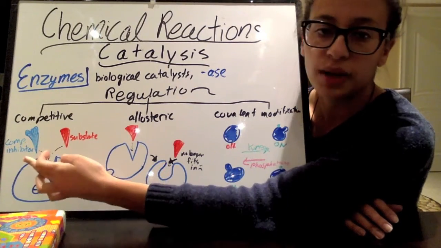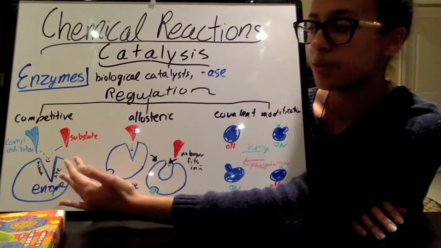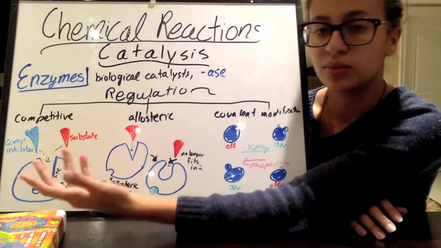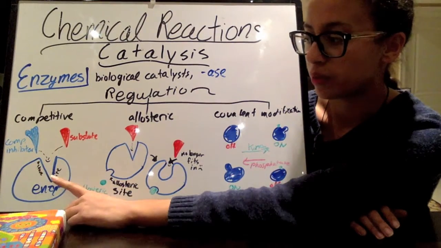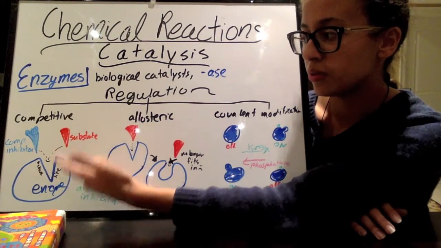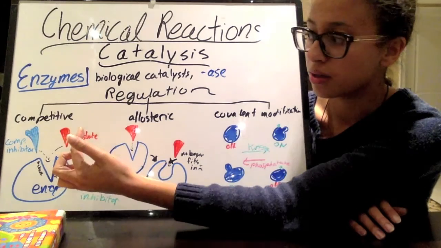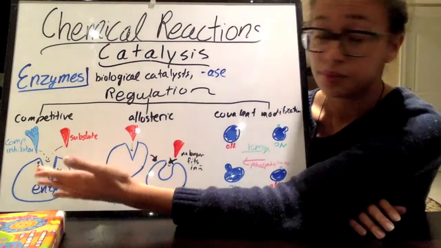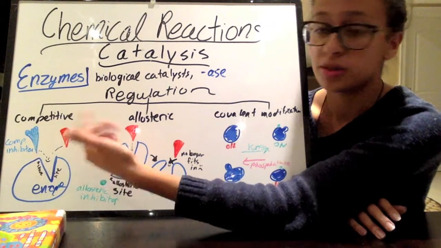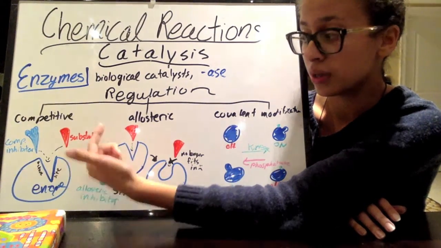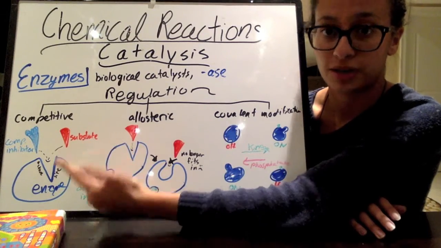If there are equal amounts of the competitive inhibitor and the substrate, there's an equal 50-50 probability that either one will get there. But if you want to inhibit the enzyme, you would increase the concentration of the inhibitor, or vice versa. If you wanted to make more of the product, we would increase the substrate concentration.